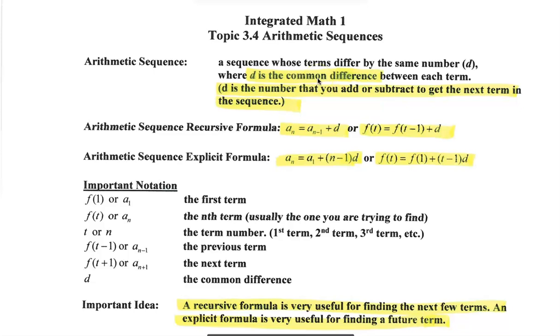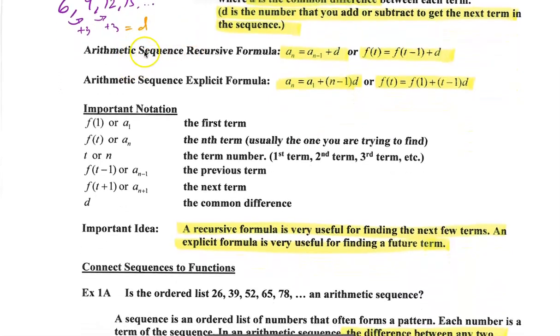So as an example, let's say we start at 6 and we're going to add 3. So 6, 9, 12, 15, and so on. That'll be an arithmetic sequence because we're just going to go plus 3 every single time. And that 3 will be known as our common difference. It could also be subtracted. As long as it's a constant difference that's added or subtracted every single time, then it's an arithmetic sequence.